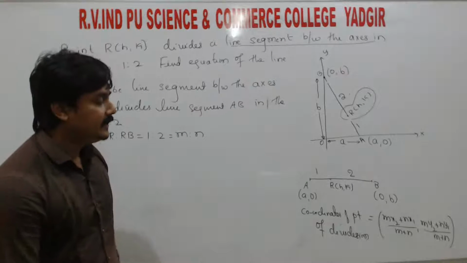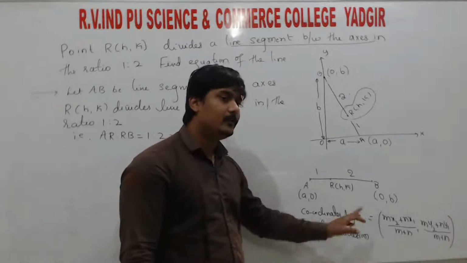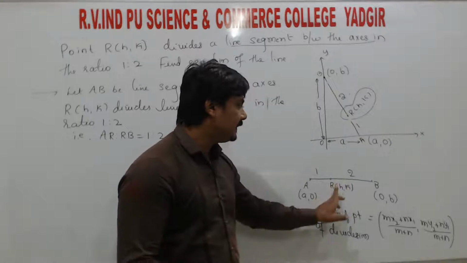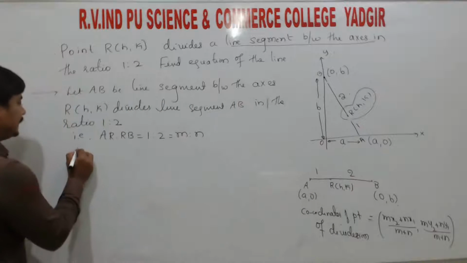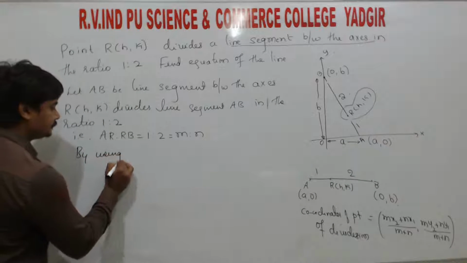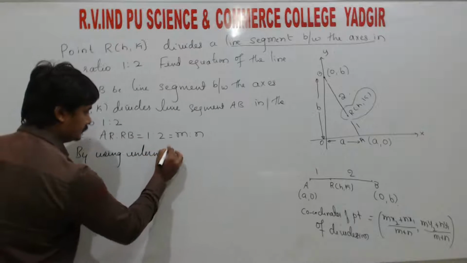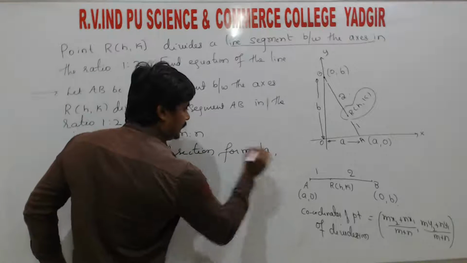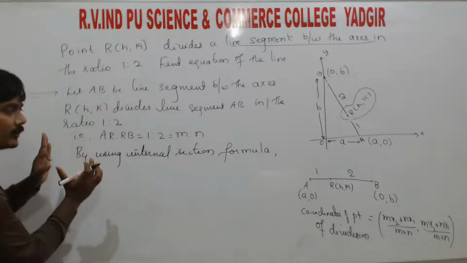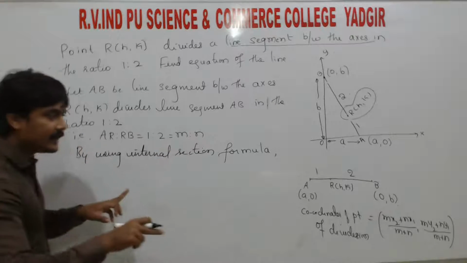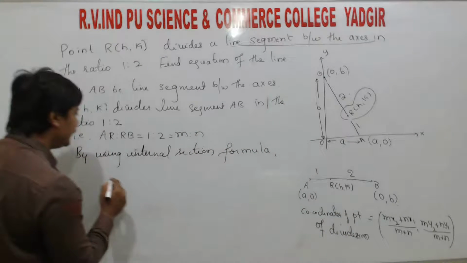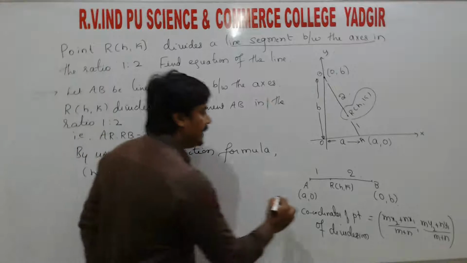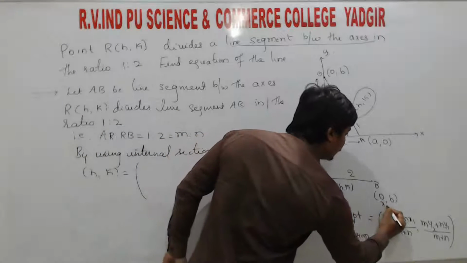You must know that the internal section formula is used to find out the coordinates of the point of division. So we know the coordinates of the point of division, that is (h, k), right? So by using the internal section formula, on the left side we will have the coordinates of the point which is dividing the line segment AB. (h, k) is equal to, so point A has coordinates (x1, y1) and point B has coordinates (x2, y2).